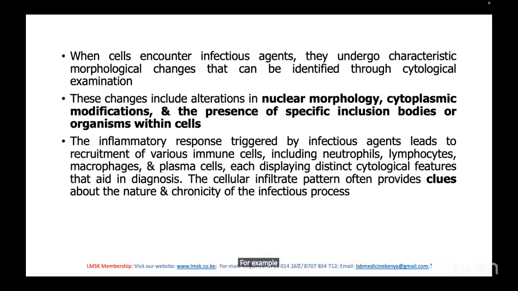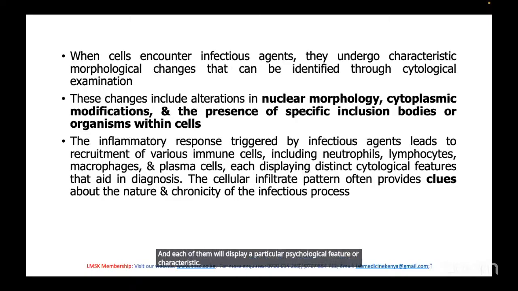The inflammatory response triggered by infectious agents usually leads to recruitment of various immune cells. For example, neutrophils are recruited, lymphocytes, macrophages, and plasma cells. And each of them will display a particular cytological feature or characteristic that will give us a clue to a condition or a disease process. So we have the cells the way they are normal, and when they are affected, the effects that we see under our microscopes then give us clues about the nature and chronicity of the infectious process.